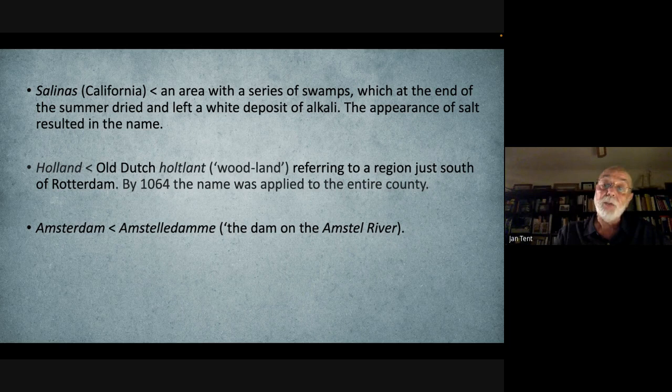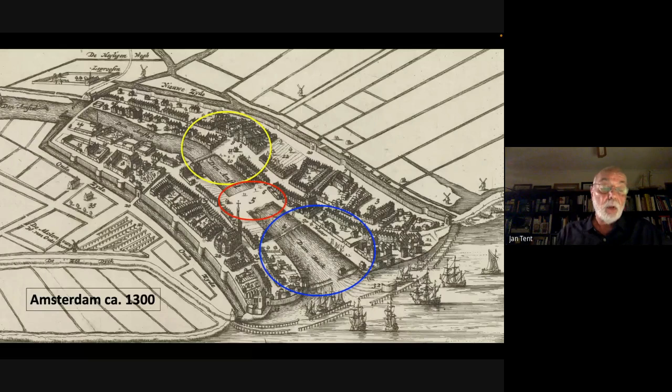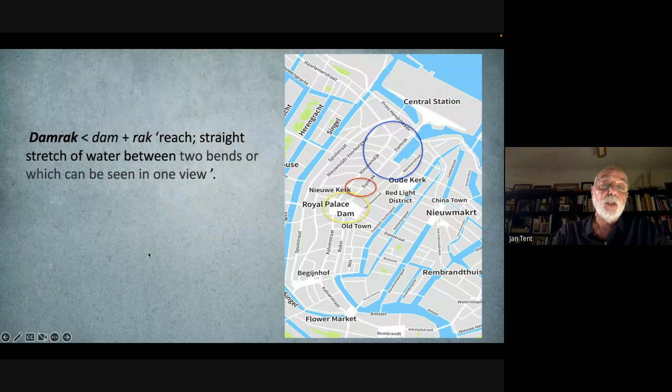Amsterdam is another interesting one. Amstel Damme actually means the dam on the Amstel River. So here is a depiction of Amsterdam around 1300. The red circle shows you where the dam was built. The yellow circle shows you where the Dam Square is, where the royal palace is. And the blue circle shows you what's called the Damrak. And the Damrak means the dam plus a reach, a straight stretch of water between two bends.